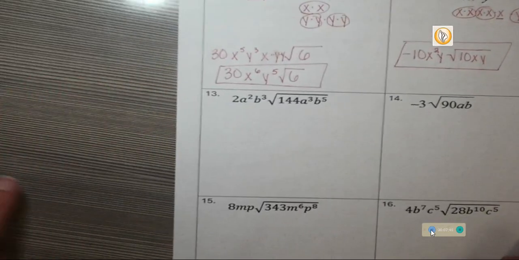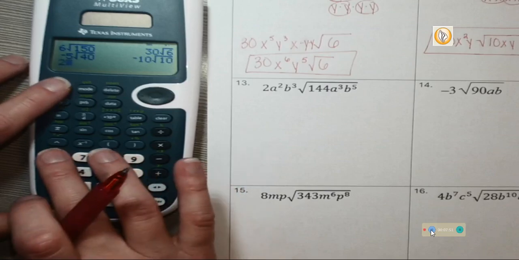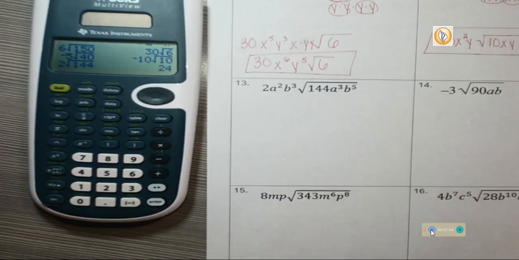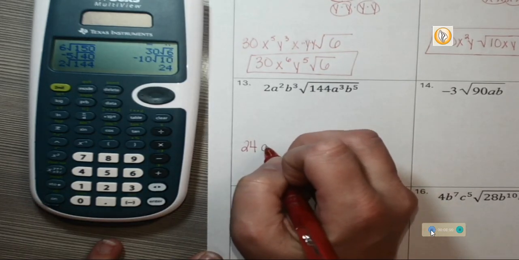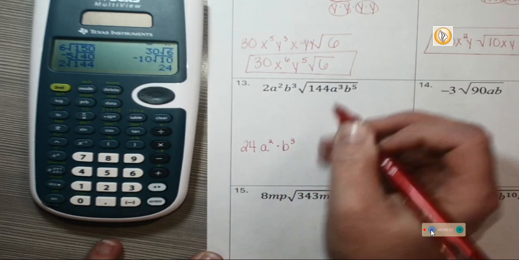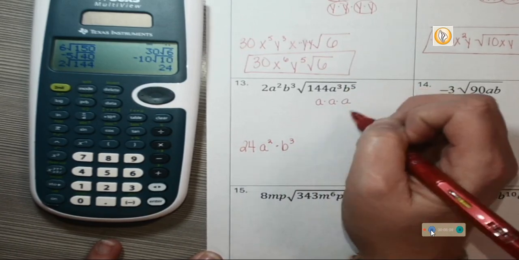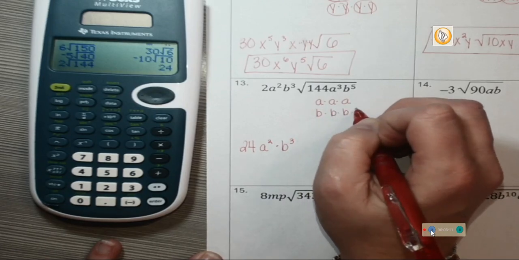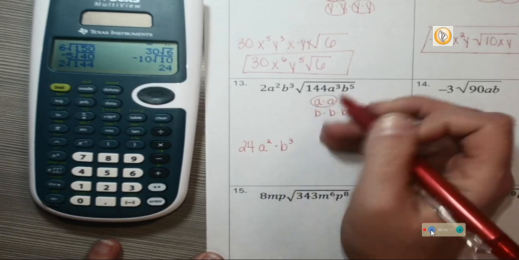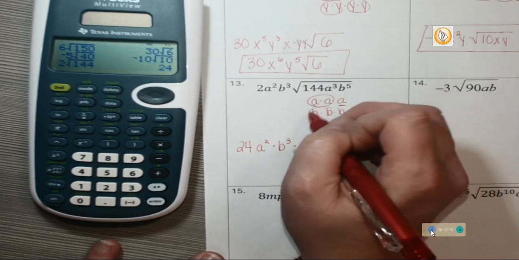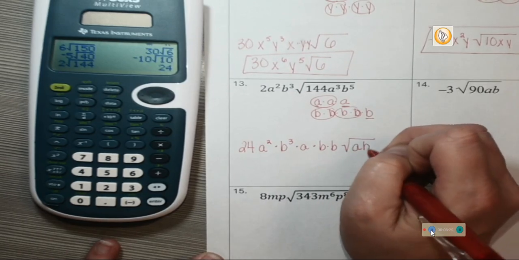Now, number 13. What I'm going to do first is handle the numbers. So I'm going to do 2 square roots of 144. That is a whole number, 24. So what we've got is 24, a squared, b to the 3rd, and now we've got to break these down. So this is the party. I have a 3 times, b 1, 2, 3, 4, 5 times. How many a's get to go to the party? One set, one stays home. And then inside the house is a and b.